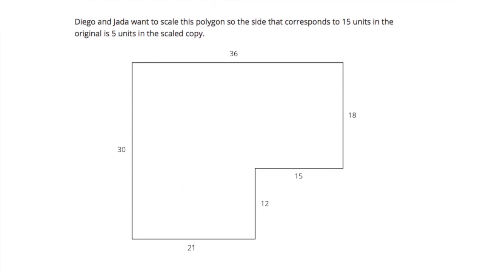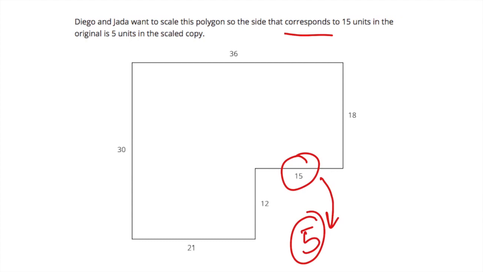Okay, finally, we're going to take a look at this diagram, and this being the original diagram here, it says that Diego and Jada want to scale this polygon, so the side that corresponds to 15 units in the original is 5 units in the scaled copy. Very important word. Remember yesterday we talked about the word corresponds or corresponding, and we're talking about this same location in the scaled copy. So they're going to take this side length of 15 and they're going to scale it down to 5. So their scaled copy is getting smaller.